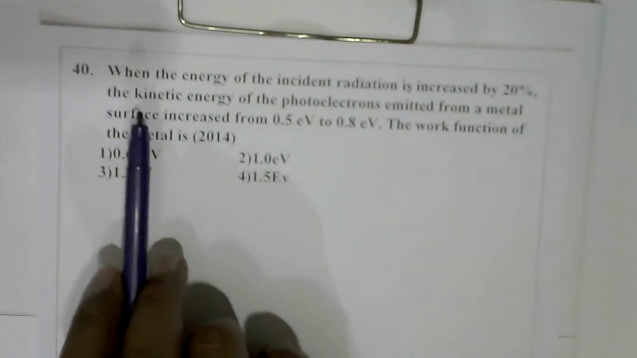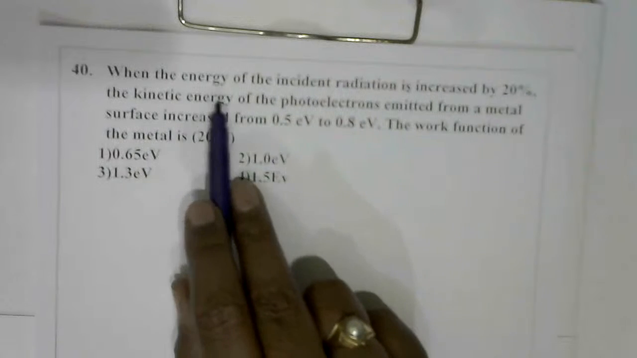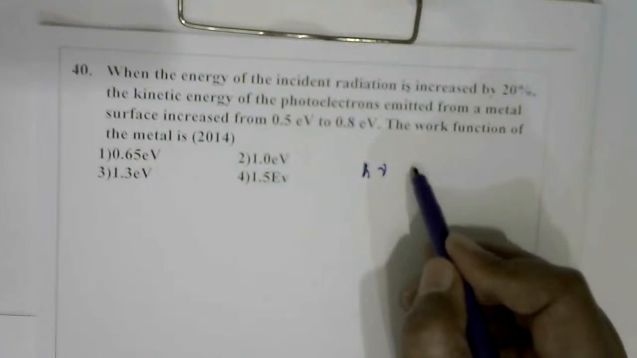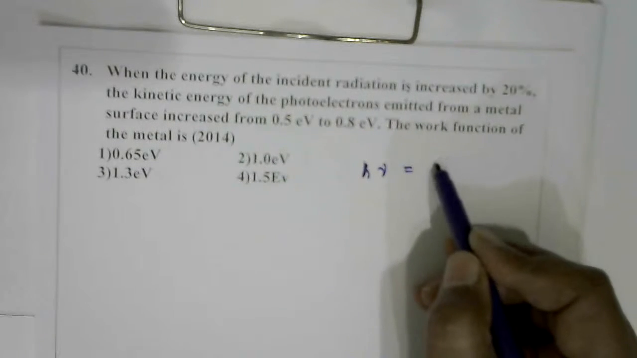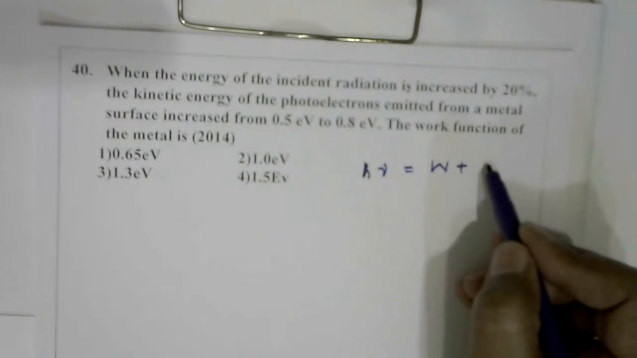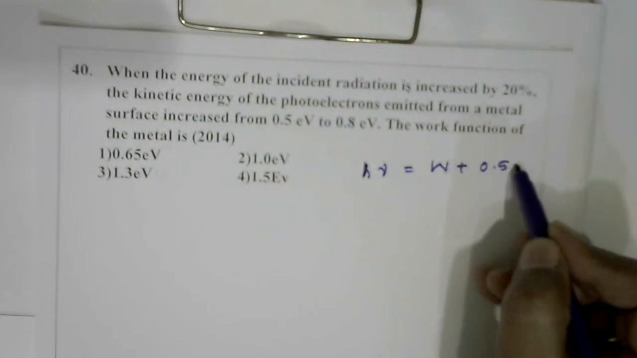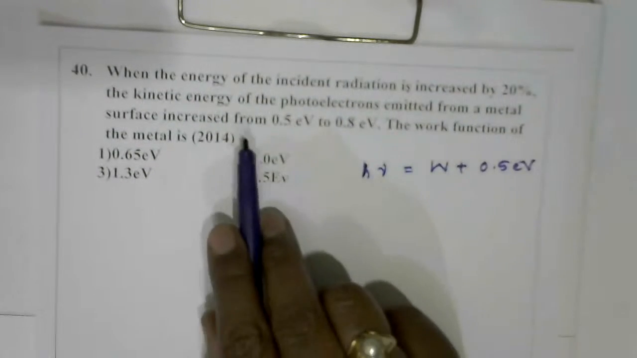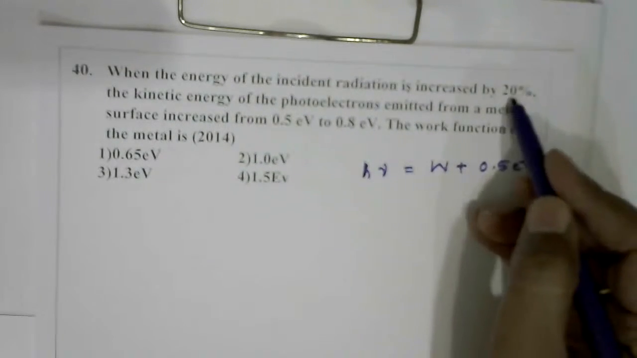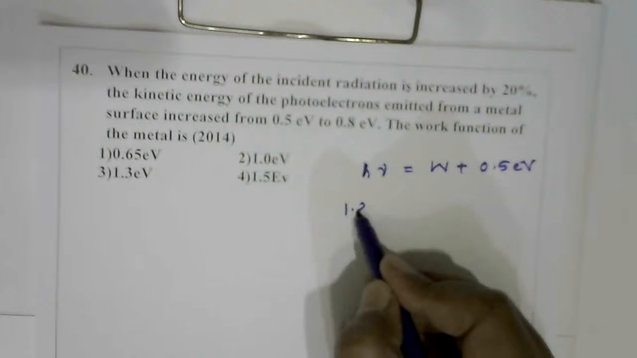Here two situations are given. So initially, if I take incident energy as h nu, so you are having it as work function, which remains the same. That's what we have to find out. Plus, we are having 0.5 electron volt. Okay, this was your kinetic energy. Whereas later when you increase by 20%, I can write it as 1.2 h nu.